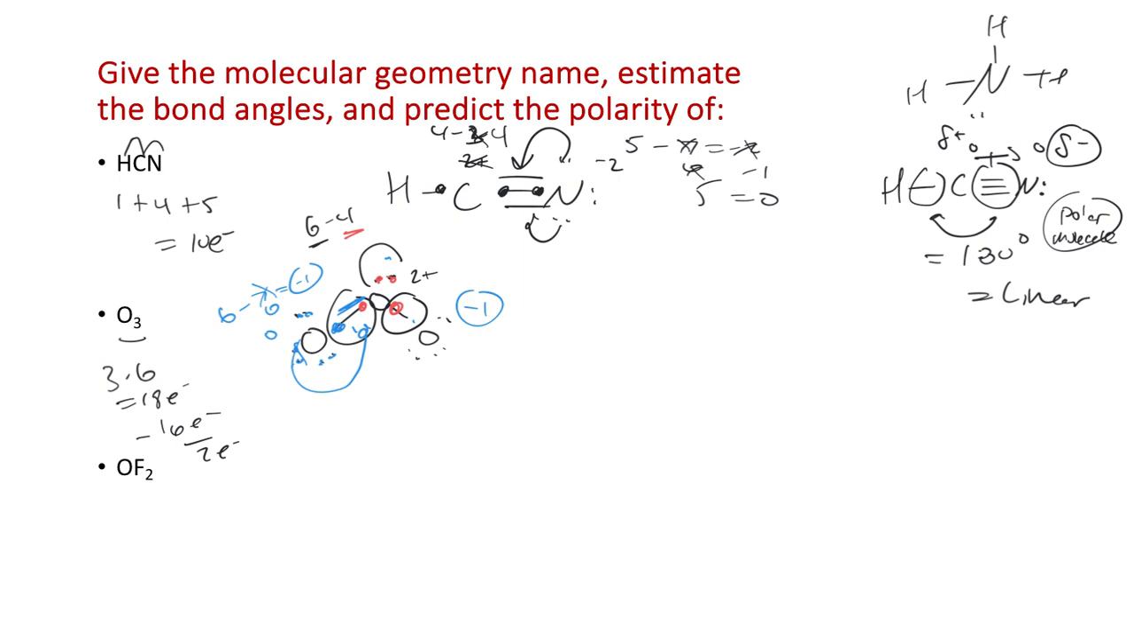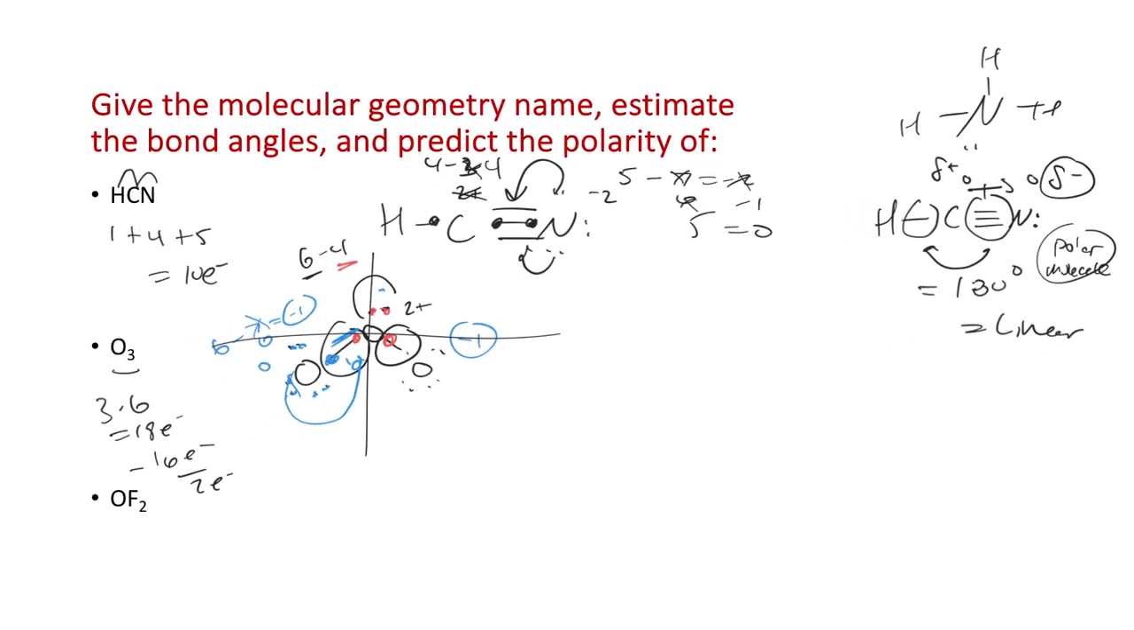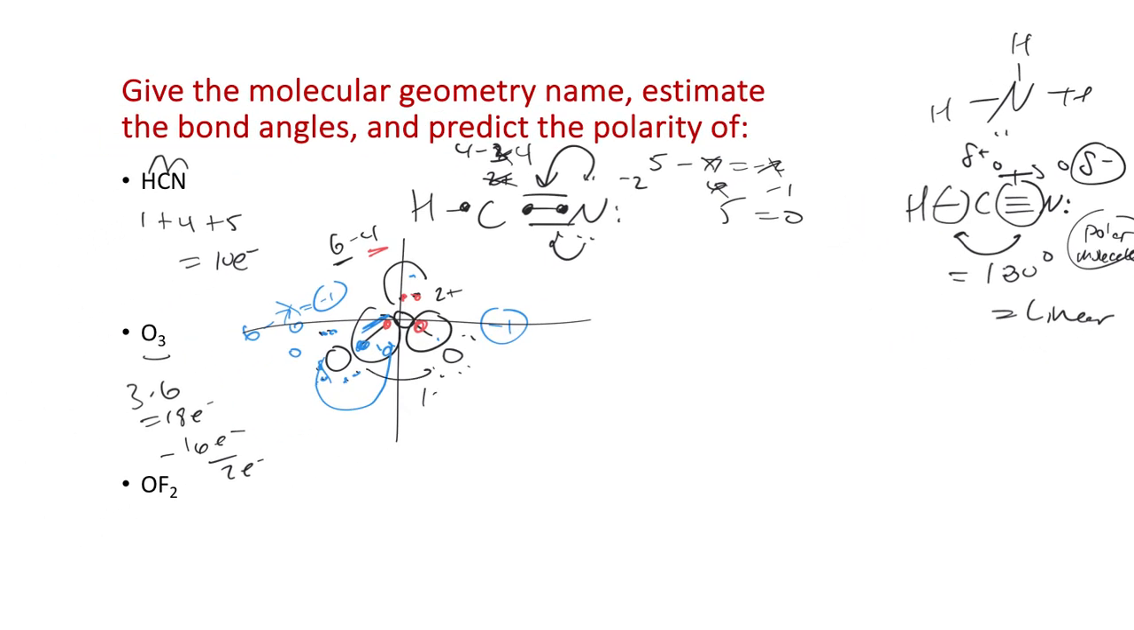And so we should have a planar structure, so this should be all in one plane. And then the bond angle should be about 120 degrees for our oxygen atoms here. So our bond angle here should be about 120 degrees. But now the electron pairs closer to the oxygen is going to push the bond to be a little less than 120.